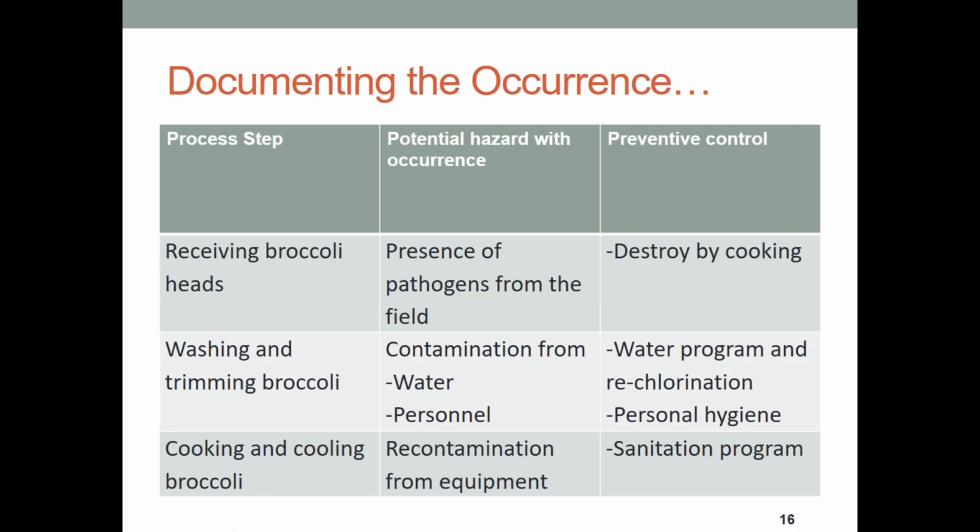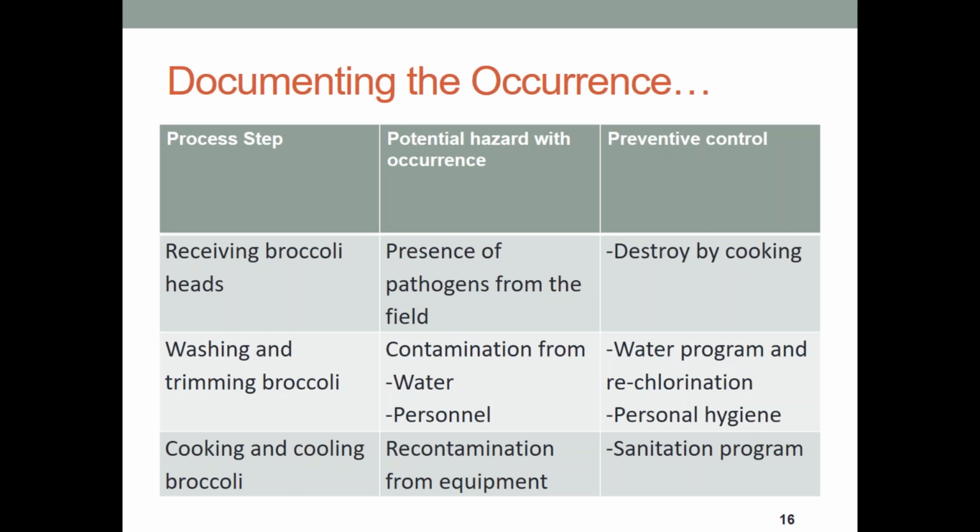Let's just take a look at this little diagram here. And this is the reason that we're interested in dealing with documenting the occurrence. We have three columns here: the process step, the potential hazard with the occurrence, and the preventive controls. Well, let's just take broccoli, for instance. This may not be a particularly good example for your operation, but let's just take a look at receiving broccoli heads. Let's do a brainstorming session and think about what is a potential hazard and how would it occur. Well, actually, when we receive broccoli heads from the field, we could assume that there are going to be pathogens that come from the soil, come from the environment, and they're going to be present on the broccoli.